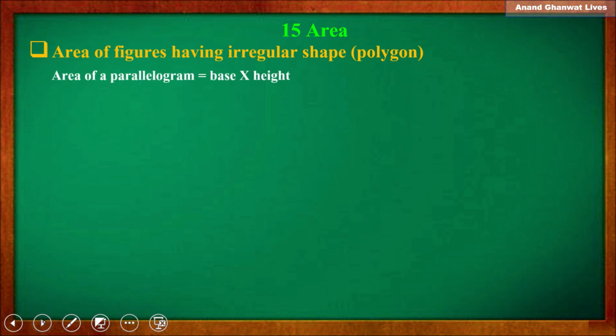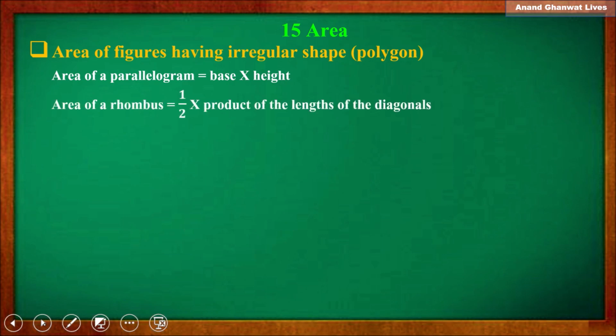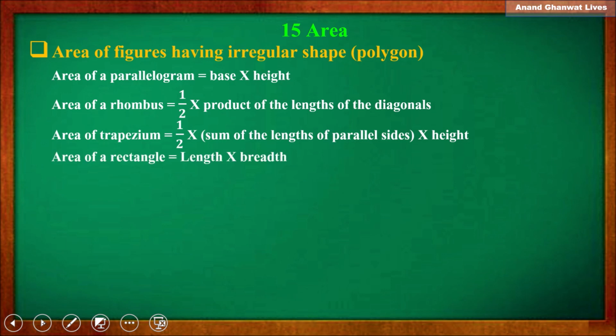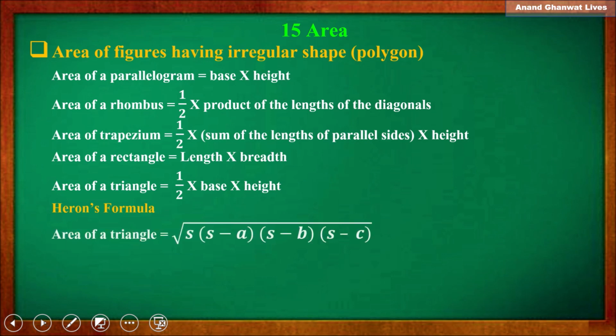we may use the area of parallelogram, base into height; area of rhombus, 1/2 into product of the lengths of the diagonals; area of trapezium, 1/2 into sum of the lengths of parallel sides into height; area of rectangle, length into breadth; area of a triangle, 1/2 into base into height. Also Heron's formula for area of triangle, that is under square root s into (s minus a) into (s minus b) into (s minus c).